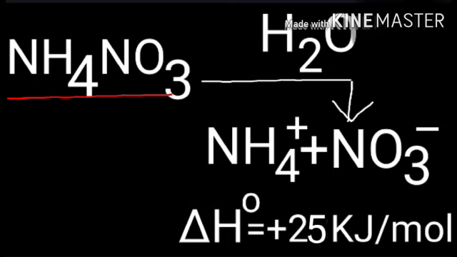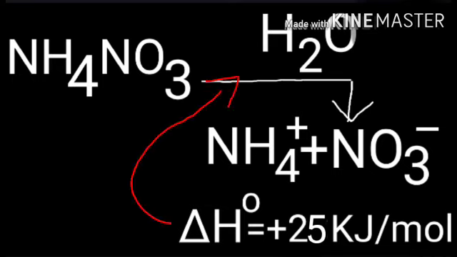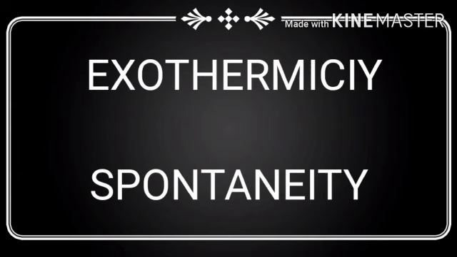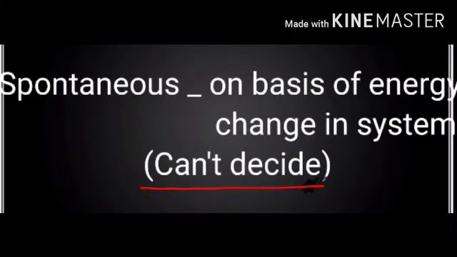When ammonium nitrate is dissolved in water, it dissociates into ammonium ion and nitrate ion. This reaction proceeds only when 25 kilojoule per mole of energy is supplied. So this reaction is in the category of endothermic reactions. So we cannot decide spontaneity from exothermicity. Hence, we cannot decide on the basis of energy change in the system whether the reaction is spontaneous or not.